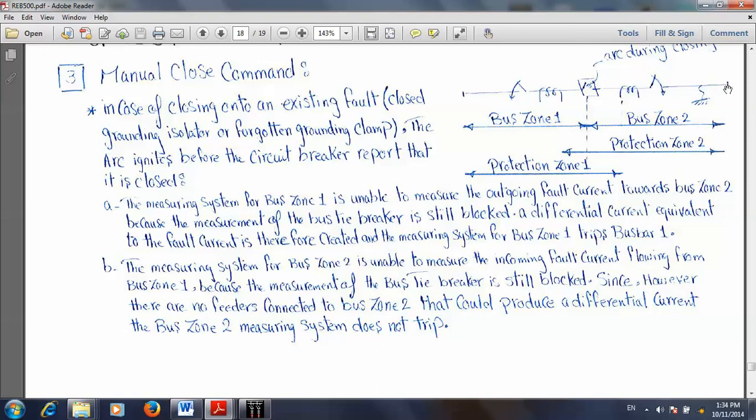And bus zone 2 already has no feeders connected, so there is no benefit in giving a trip command. Give trip command to whom? All feeders are already tripped.